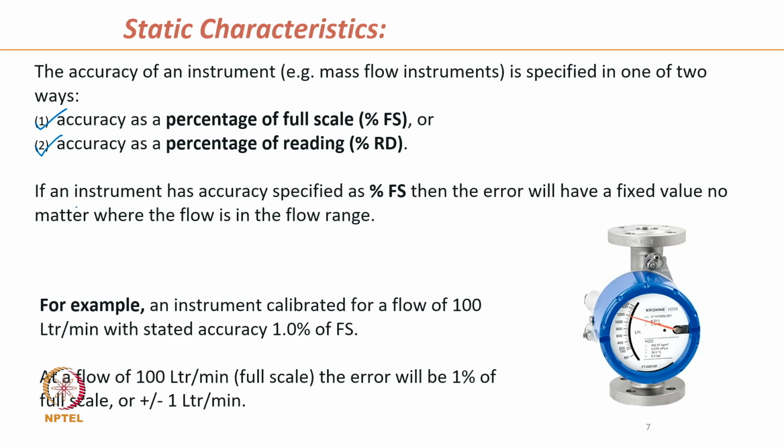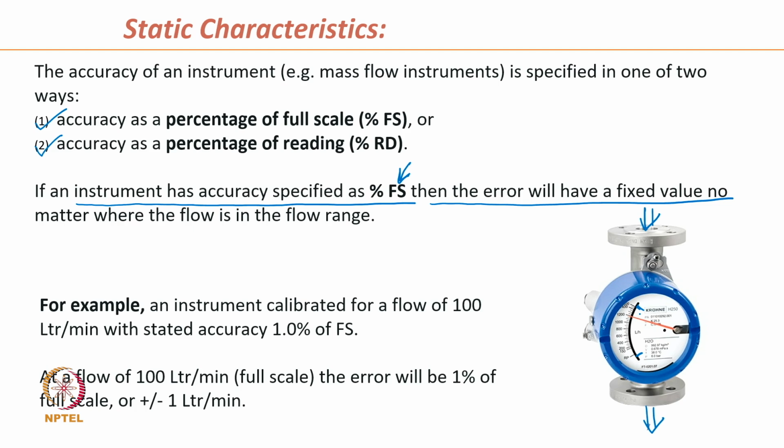If we have an instrument where the accuracy is specified as percentage FS or the full scale, if we specify the error as a full scale output, then the error will have a fixed value no matter where the flow is in the flow range. So, here we are talking about a flow meter which is going to measure the flow of liquid, let us say water. So, this is the diagram of a flow meter where the liquid goes in, goes out, and this has a particular range from, let us say, 0 to 100 or something.